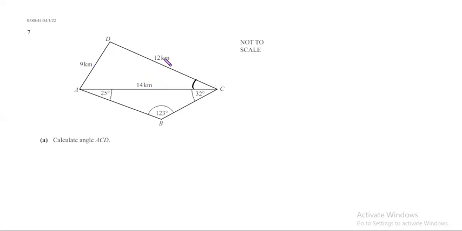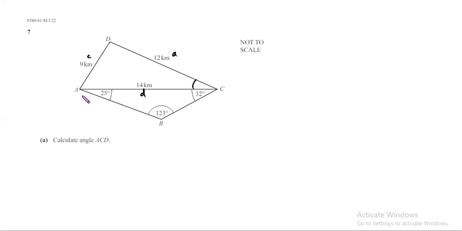So I know all three sides. I need to calculate the angle. So I need to make sure to use the cosine rule to calculate the angle. First I'm going to label the sides based on the vertices. Opposite to this angle is this side, which is 9 kilometers. I'm going to label it with its lowercase letter, which is c. This side should be labeled as d. This side should be labeled as a because it's opposite to this angle here.